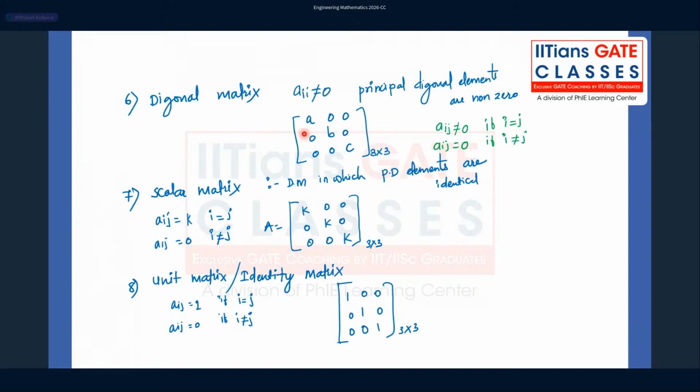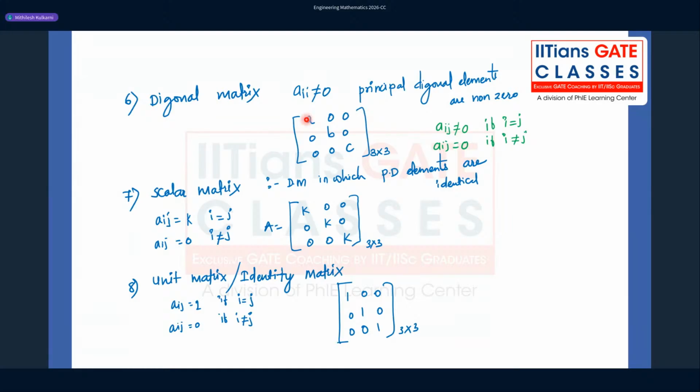If the elements along the principal diagonal are non-zero, A11, A22, A33. So let's take this example of a 3 cross 3 matrix. And elements along the principal diagonal are non-zero, and the rest of the elements which are not along the principal diagonal are zero, then we call it a diagonal matrix.